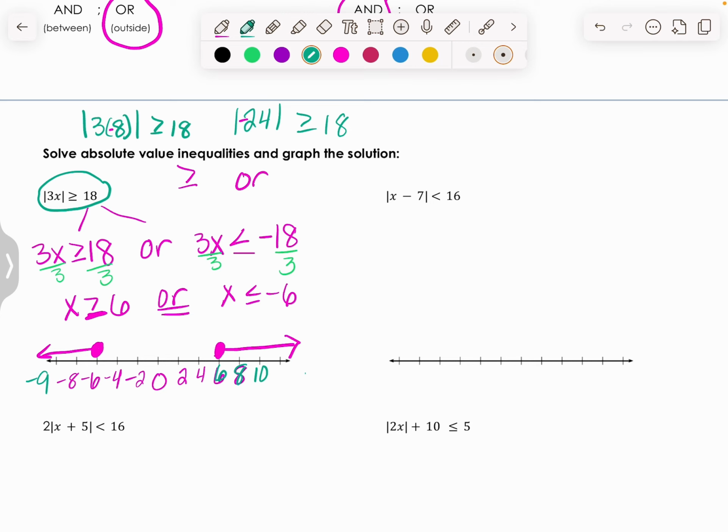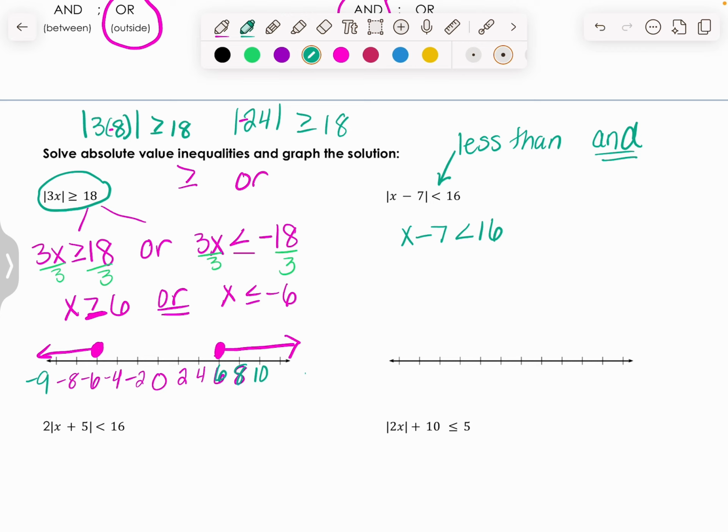All right, so let's try another one. Again, we're going to start by looking at our inequality symbol. Since this is a less than symbol, we are going to have an and inequality this time. So we're going to start by splitting up our equation into two situations. So we have our original, which is going to be x minus 7 is less than 16.